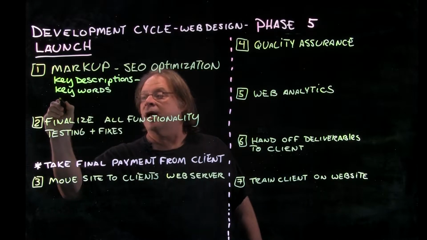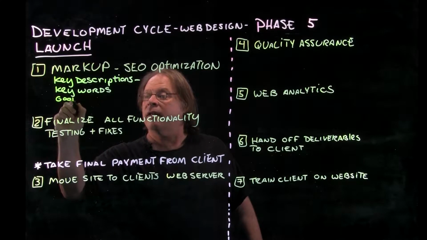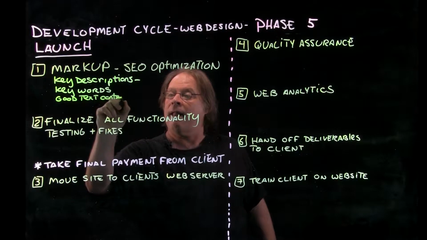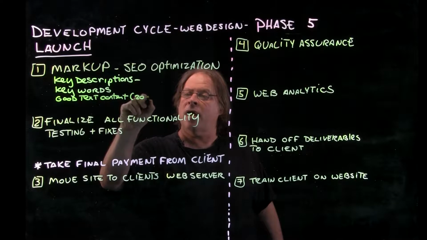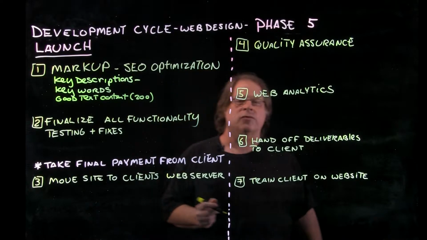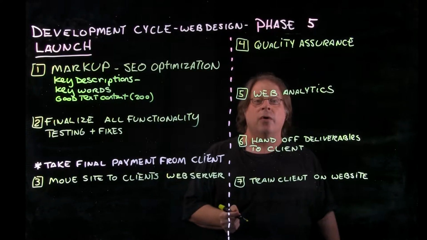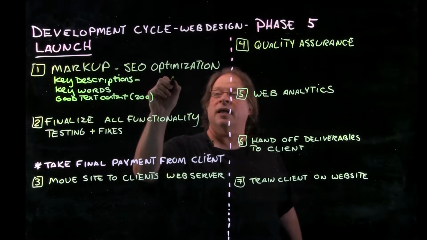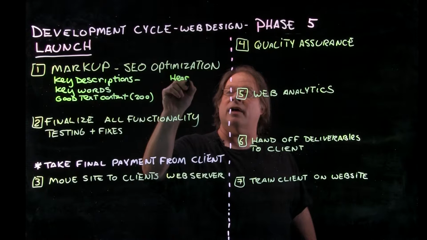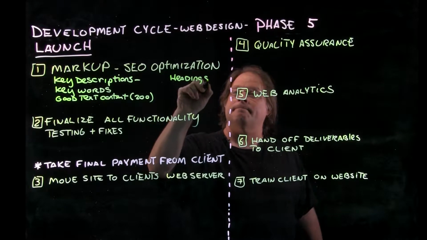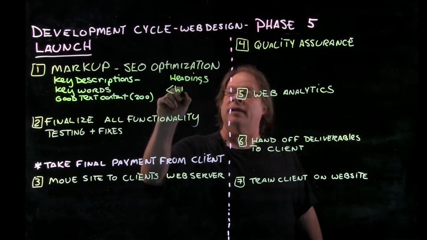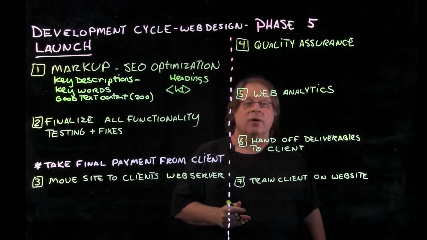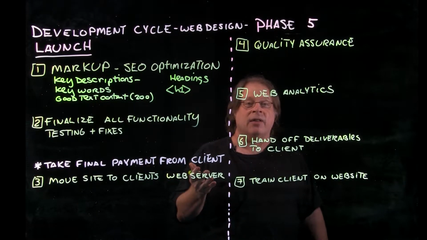Other things you want to set up is good text content. A good way for the algorithms right now is to have at least 200 words of relevant content on each page. You'll also want to set up good, logical headings on each page. And these are your H1 through H6. Search engines use those headings to help define the type of content and rank the quality of it.